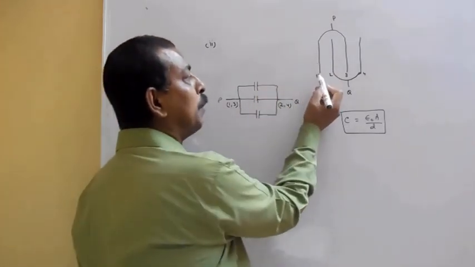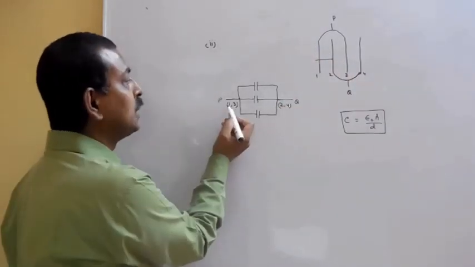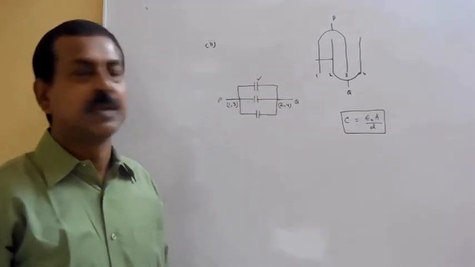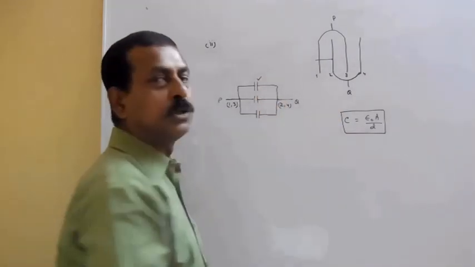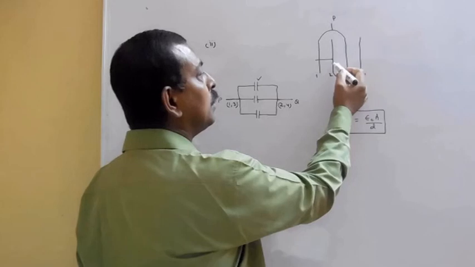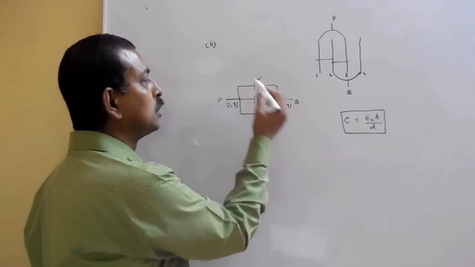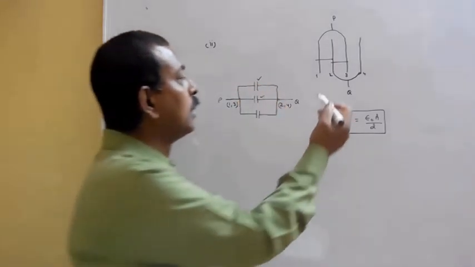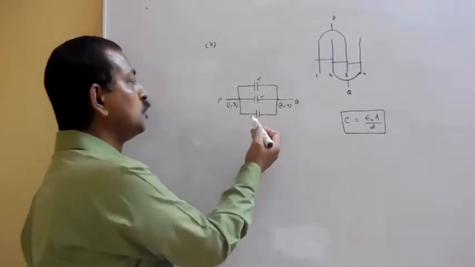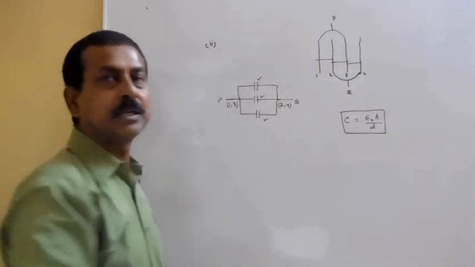Now, plates 1 and 2 will form one capacitor. So 1 is here and 2 is here. So we have shown one capacitor. This is for plates 1 and 2. Similarly, between 2 and 3, you have one more capacitor. So 3 is here, 2 is here. So we have shown another capacitor. Between 3 and 4, again we have one capacitor. So 3 is here, 4 is here. We have shown the third capacitor.